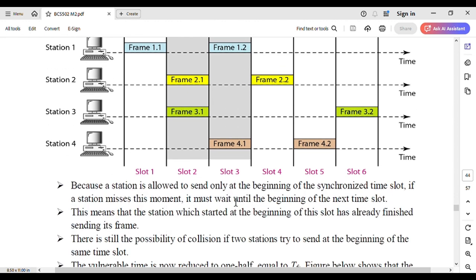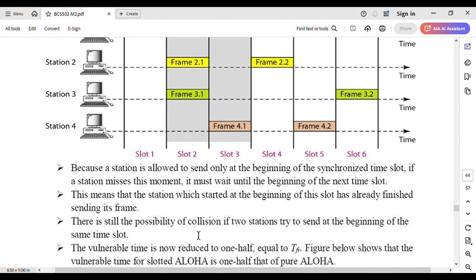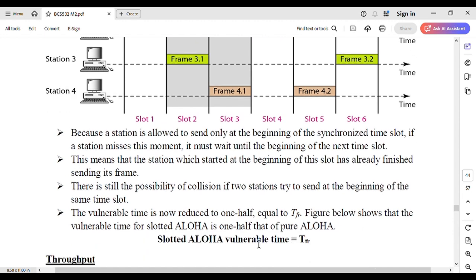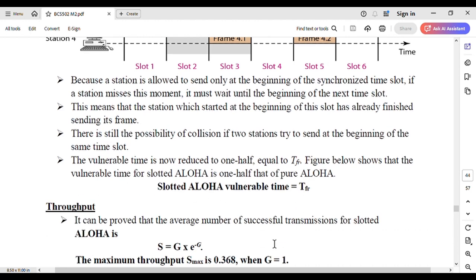Because a station is allowed to send only at the beginning of the synchronized time slot, if the station misses this moment, it must wait until the beginning of the next time slot. This means the station which started at the beginning of this slot has already finished sending its frame. There is still a possibility of collision if two stations try to send at the beginning of the same time slot. The vulnerable time is now reduced to 1/2 of pure Aloha, equal to Tfr. So, concluding this discussion, the vulnerable time of slotted Aloha is equal to Tfr.